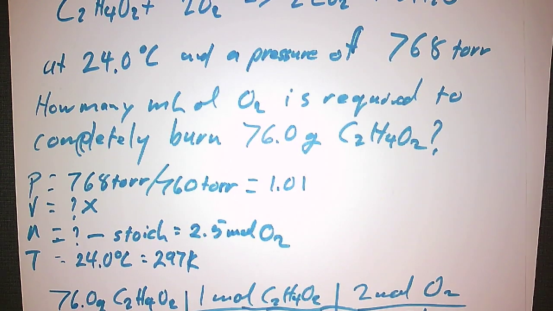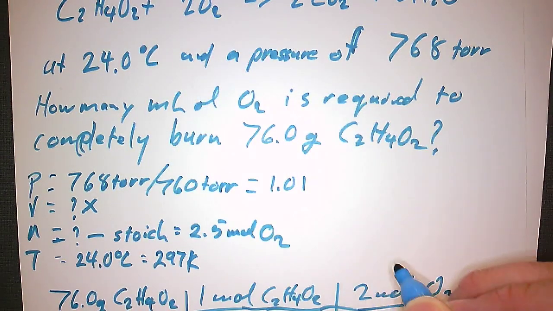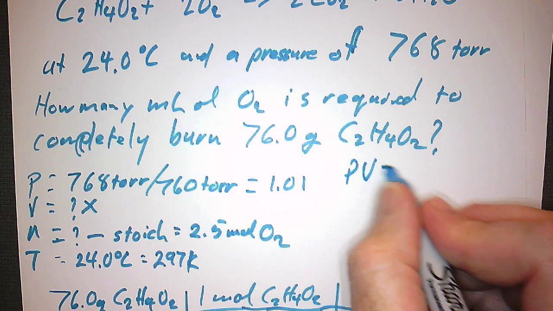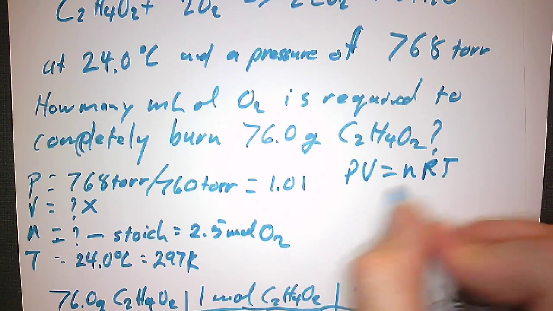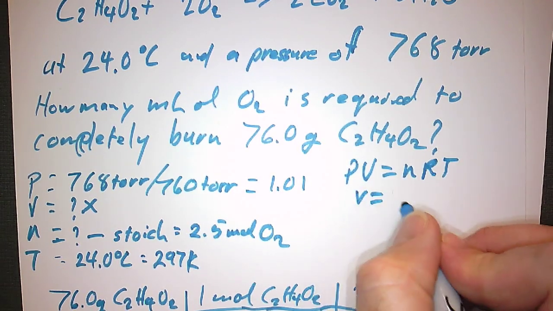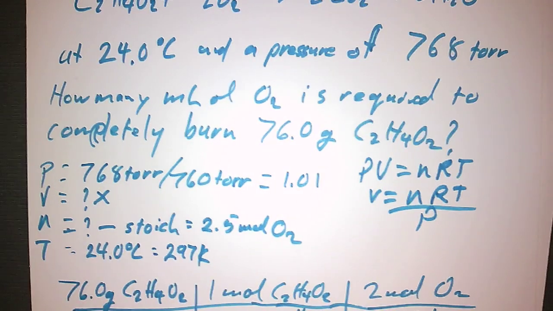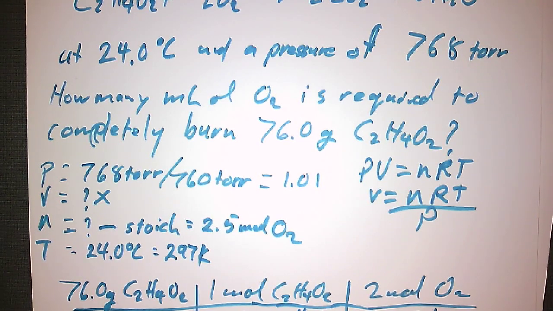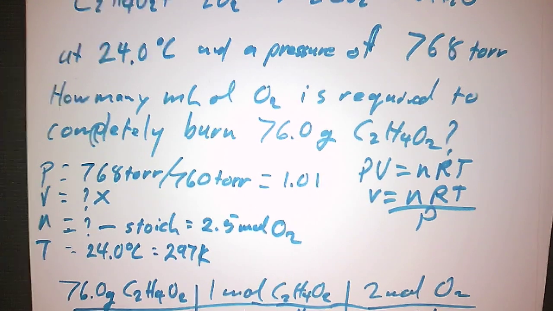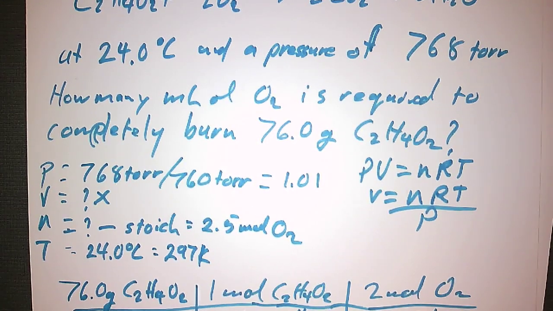Now we solve our equation for V. PV equals nRT, solving for V would just be V equals nRT over P, and then you just plug and chug. What's R? R is the gas constant, 0.08206 liters ATM over mole Kelvin. All right, does that make sense?